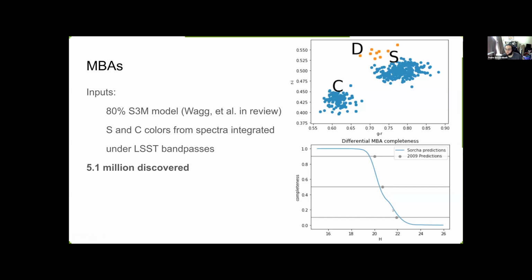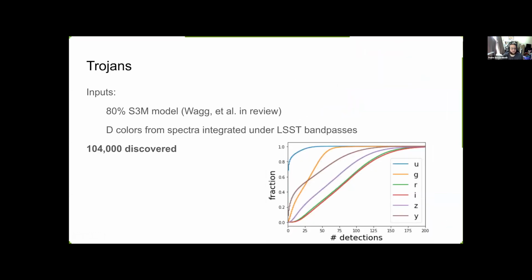And this is actually very close in line with the predictions from 2009, which kind of makes sense because we use a very similar model. For Trojans, things are slightly interesting. We have 104,000 Trojans, which is a factor of almost 3 less than the predictions from the 2009 science book. We think the reason for this is due to cadence, but don't quote me on this. I am not 100% sure.